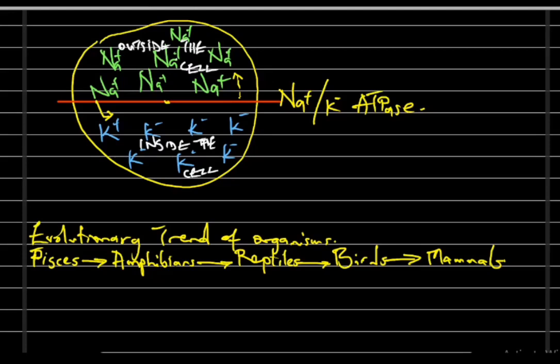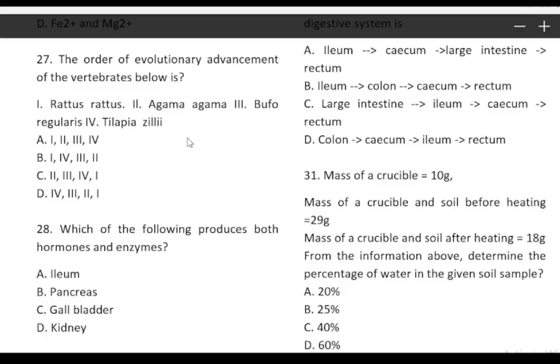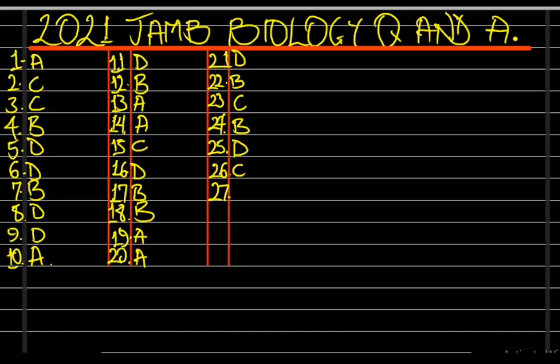So here, rat is a mammal. We have the fish here. We have the toad here. That is the Bufo regularis, and then Agama agama, which is the agama lizard. So if you look at it now, we have fish to toad to agama to rat. So that is the answer to that question. Fish to toad to agama to rat. So that is option D. 4, 3, 2, 1. Option D.